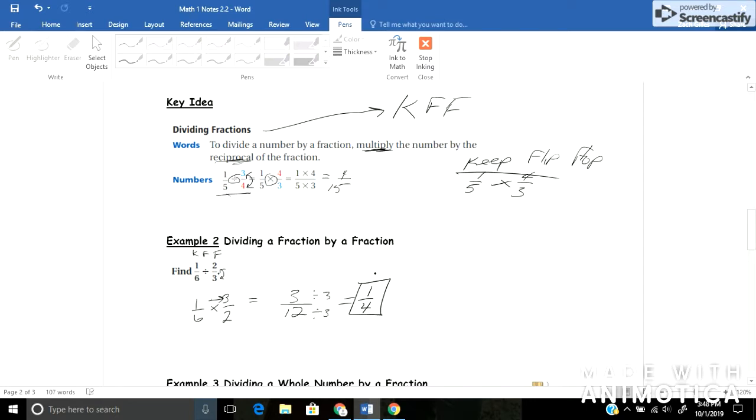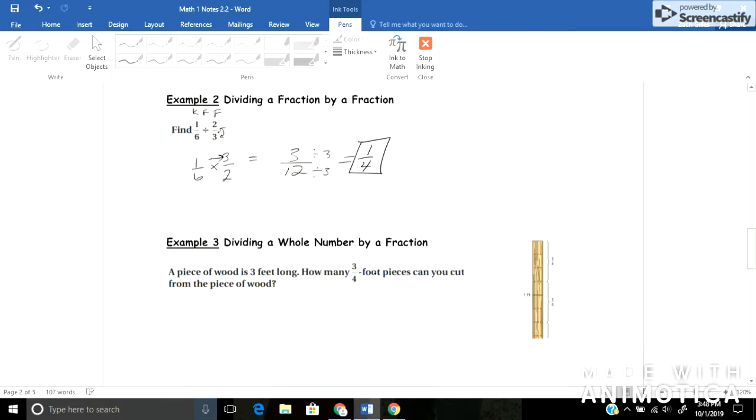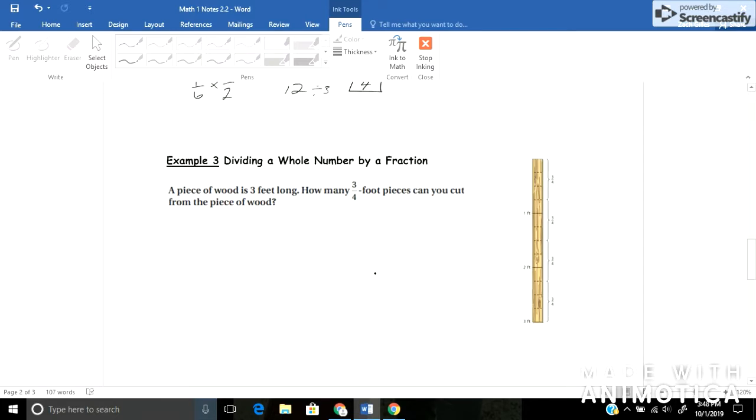Okay, KFF: keep, flip, flop, or in other words, multiply by the reciprocal. Let's try another one, a little bit of a word problem here. This time we're dividing a whole number by a fraction.